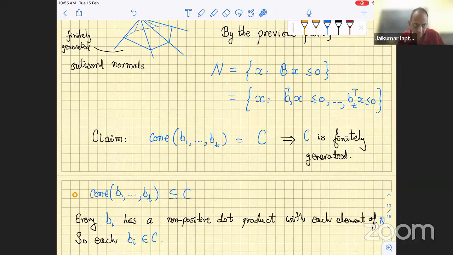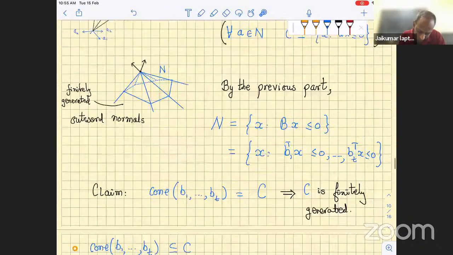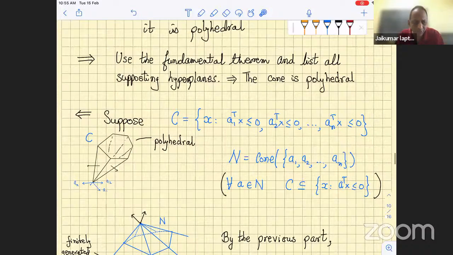Let us prove it, and then we will stop for the day. There are things I wanted to do after this, that is, come back: this theorem implies the theorem about polytopes. I will do that next time. So far, is everybody with me? We are using the fundamental theorem of linear inequalities to prove that every polyhedral cone is a finitely generated cone and every finitely generated cone is a polyhedral cone. We have already proved that every finitely generated cone is a polyhedral cone.